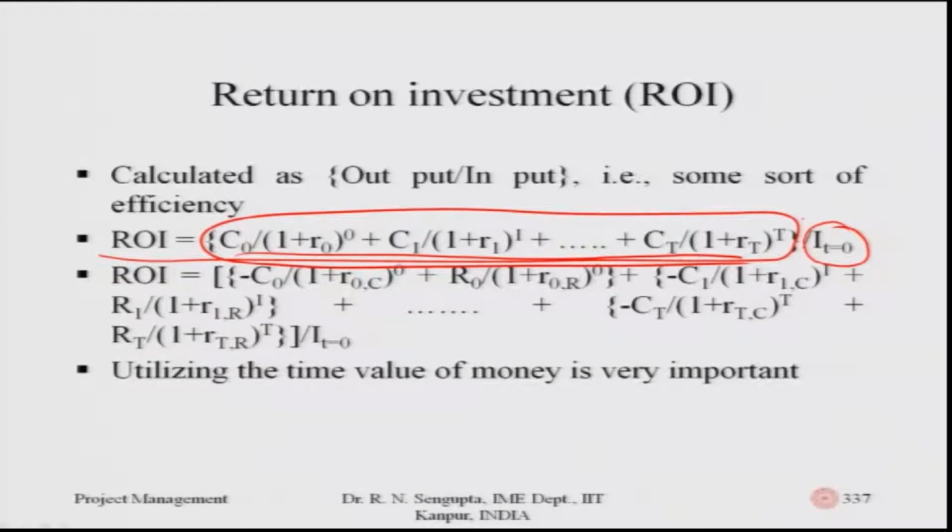So, here the interest rates are given for the cost as R, the suffix 0, 1, 2, 3 are for the time, and comma C means for the costs. Similarly, if the suffix is R in place of C, they are the revenues. So, the first term is minus C0 divided by (1 plus R0,C) to the power 0. This is the cost as of now, time t equal to 0.